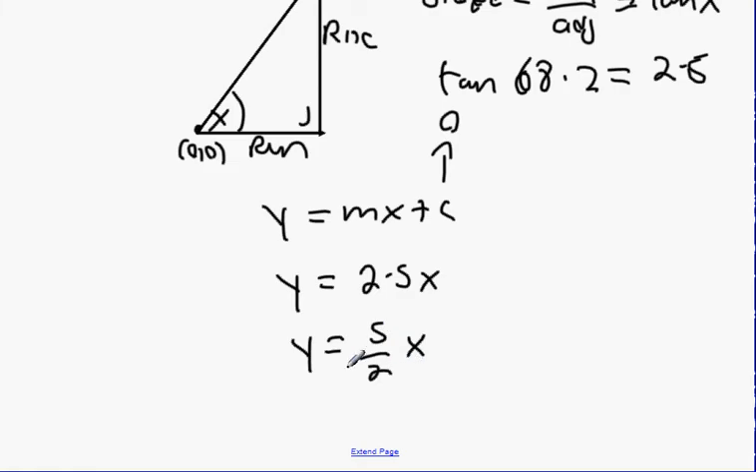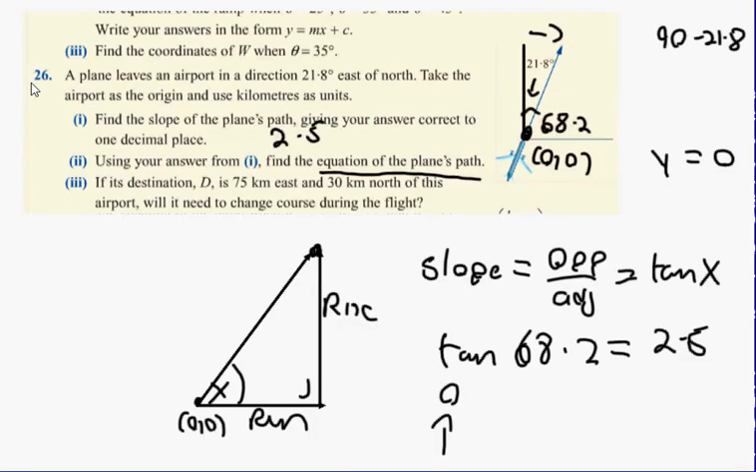Well, how do you know c is 0? C not being the distance stop? No, c is always where your line crosses the y-axis. And as we can see, because it originates at 0, 0, it has to cross at 0, 0.